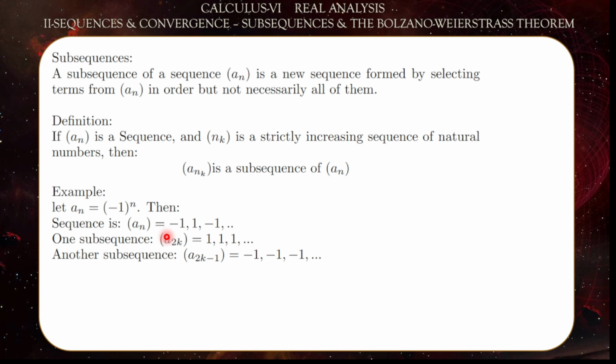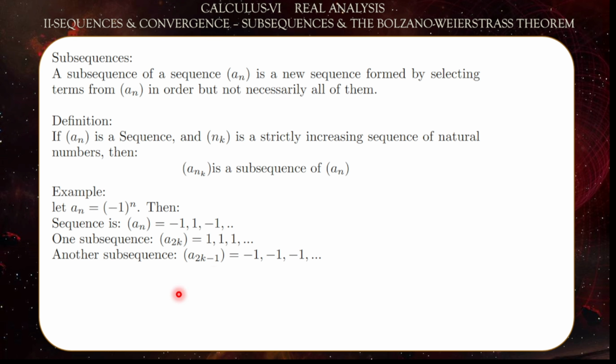The original sequence an is equal to -1, 1, -1, 1, etc. One subsequence would be a_2k, which is (-1)^(2k), which renders all the values positive. Why? Because the power is even. So a_2k is equal to plus 1, plus 1, plus 1, etc. Another subsequence is a_(2k-1), which renders the power odd all the time. So a_(2k-1) is equal to -1, -1, -1.